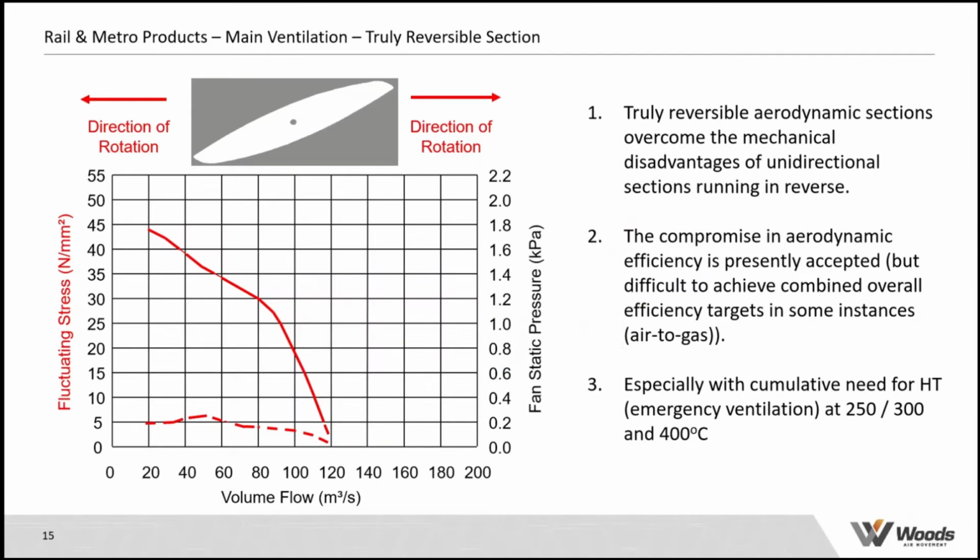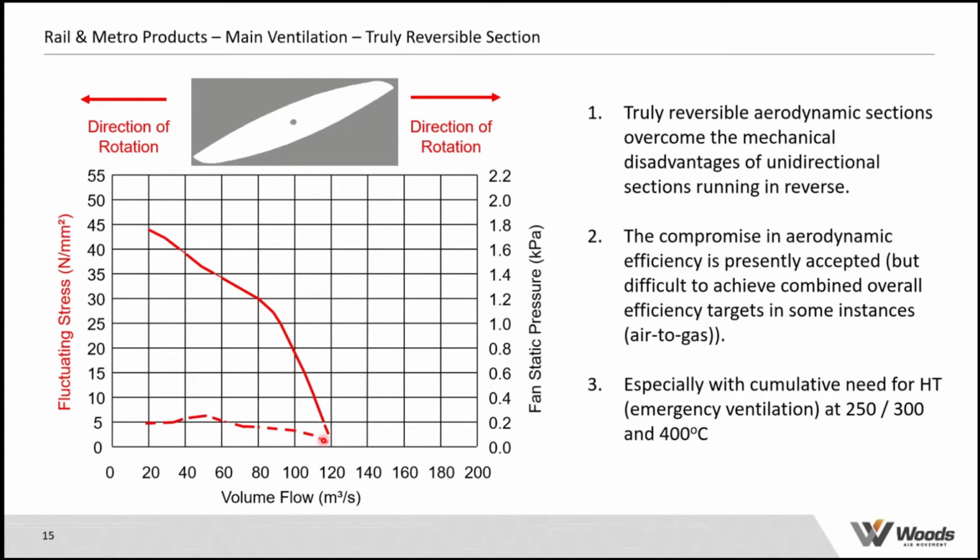And just looking at the same kind of graph showing the fan performance. So in solid red, this is the fan performance curve, and then this dotted line represents the blade stress. So in this example here, we're showing the forwards and reverse together, but as you can see, there's no difference in the fluctuating stress levels, whether it's running forwards or reverse, and it's well within the safe limits of the material. So this impeller can be operated in either direction indefinitely.